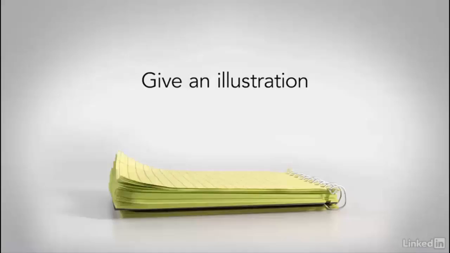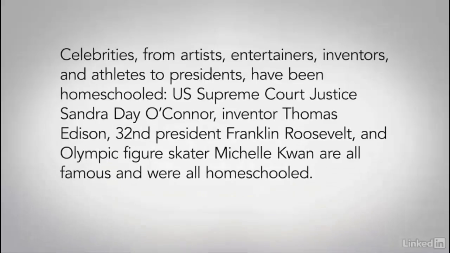Illustrations can help make the topic more concrete or vivid. Maybe you know a homeschool student and begin by illustrating the diverse opportunities that students had that you, as a traditionally schooled student, did not. Or an illustration that shows the variety of people who have been homeschooled. For example, celebrities from artists, entertainers, inventors, athletes to presidents have been homeschooled. U.S. Supreme Court Justice Sandra Day O'Connor, inventor Thomas Edison, Franklin Roosevelt, the 32nd president, and Olympic figure skater Michelle Kwan are all famous and were all homeschooled.